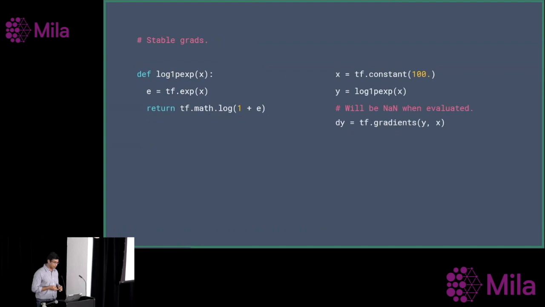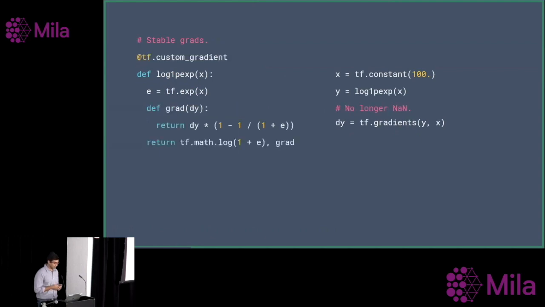Another pretty useful thing is when you want to stabilize a gradient. If you have this example where you have log(1 + x) and you take a naive gradient through this, you will end up with an x to the power of 1 plus x, which will give you a NaN at even moderately large values of x. So you can rewrite it as a custom gradient where you say, just have my gradient be 1 minus 1 over 1 plus x, which will not give you NaNs and works as expected.